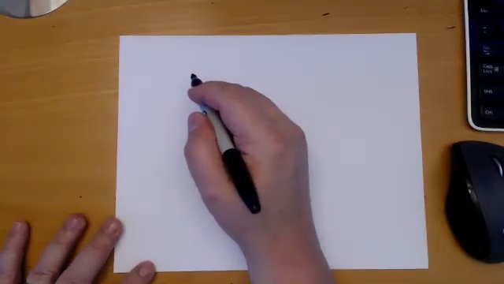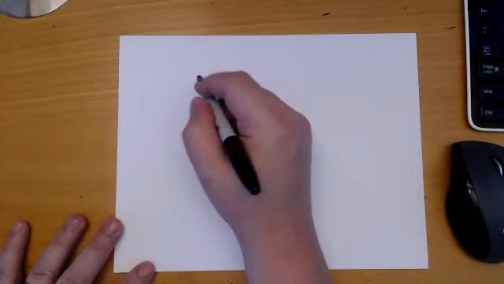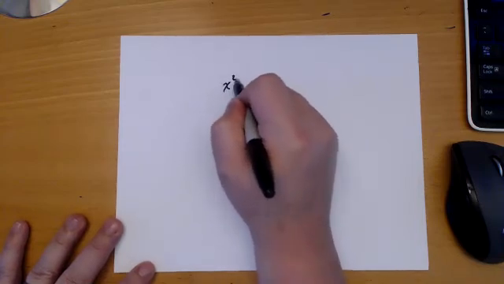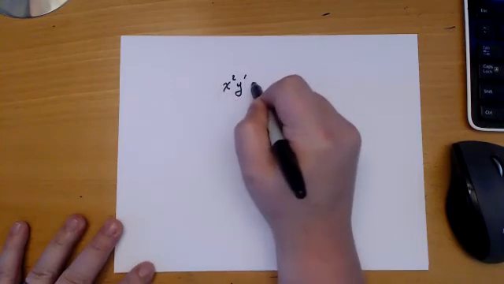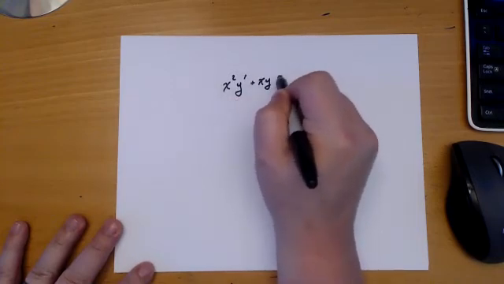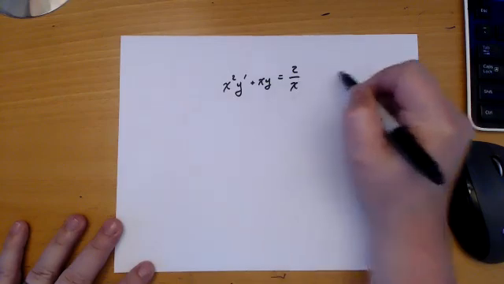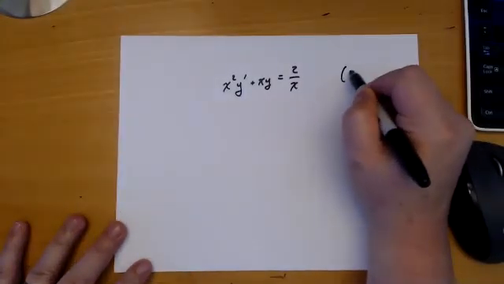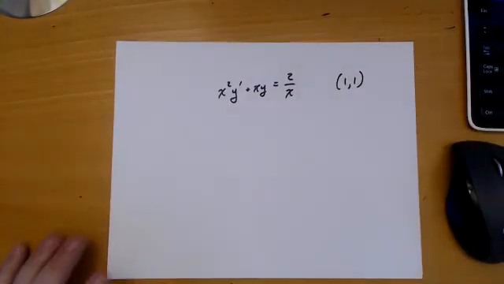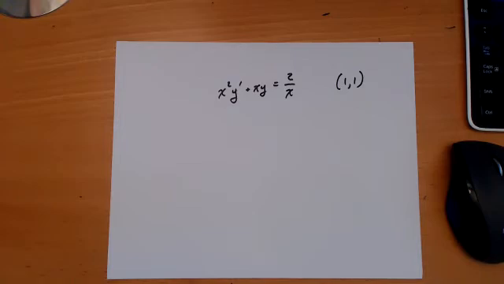Let's do... I thought I already did that one. No, I didn't. Okay. And I want the answer that passes through the point 1, 1. So first figure out what your integrating factor is, and then jump to the answer.